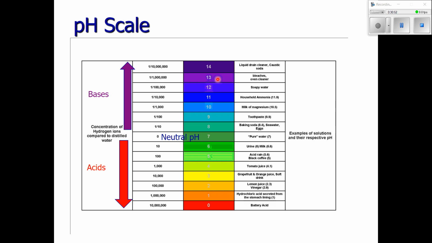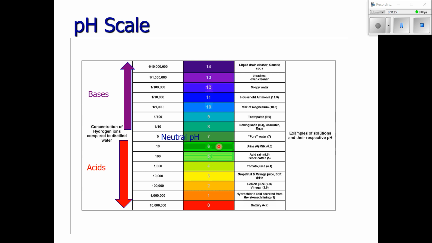Do what? What does that mean? Here's what it means. Let's compare urine with a pH of 6 to tomato juice, which has a pH of 4. That's a 2 whole number difference, right? 6 to 4. So if I said to you, how many times greater is the hydrogen ion concentration of tomato juice compared to urine, looking at this scale?